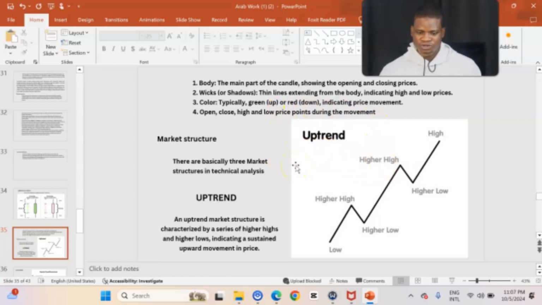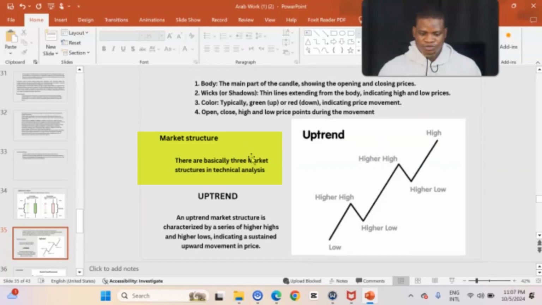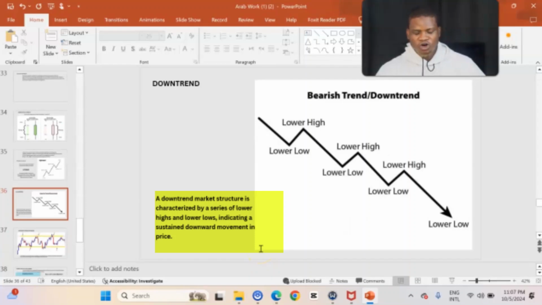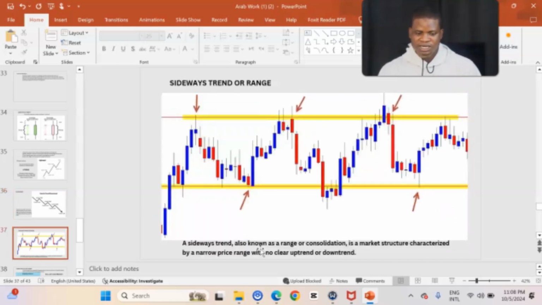Now let's talk about market structure. There are basically three market structures in technical analysis. The first one is uptrend. An uptrend market structure is characterized by a series of higher highs and higher lows, indicating a sustained upward price movement. The second one is downtrend. A downtrend market structure is characterized by a series of lower highs and lower lows, indicating a sustained downward price movement.